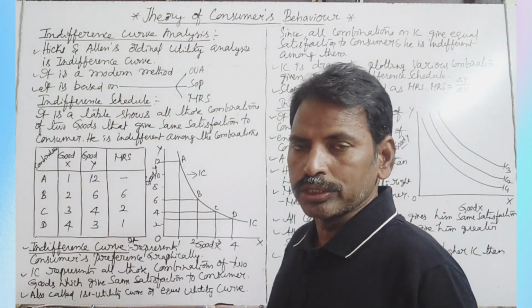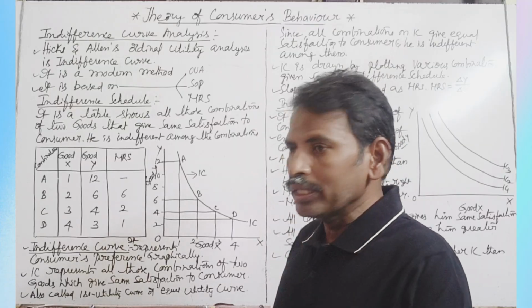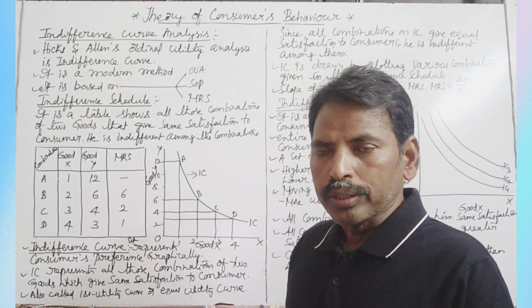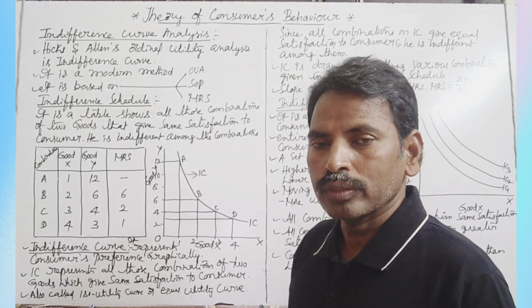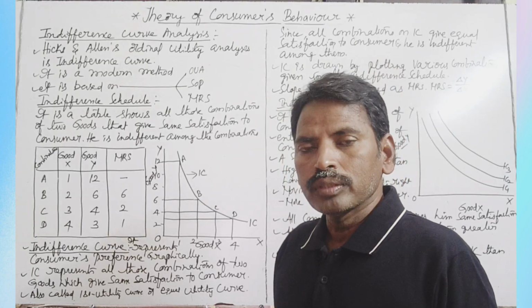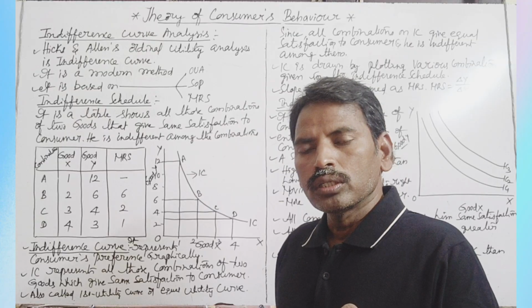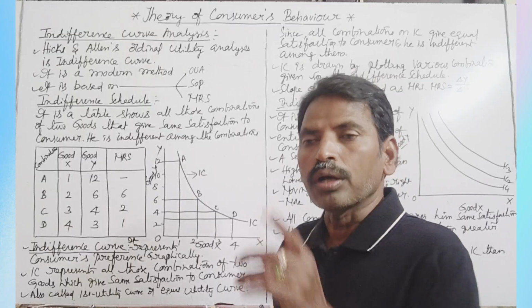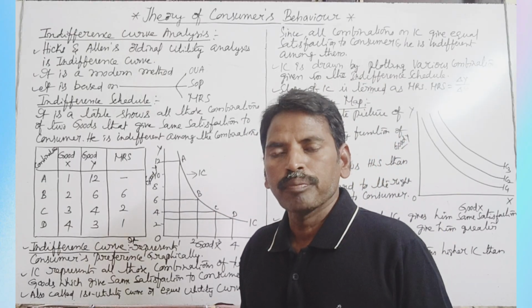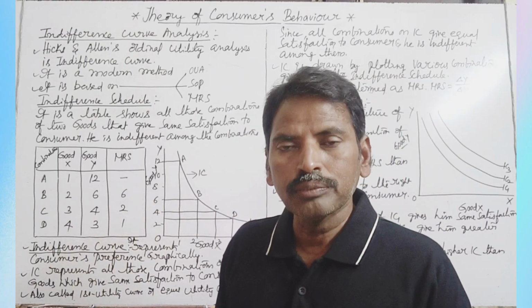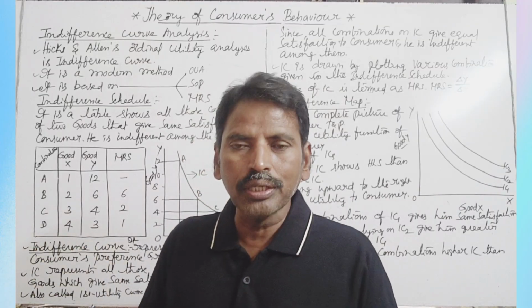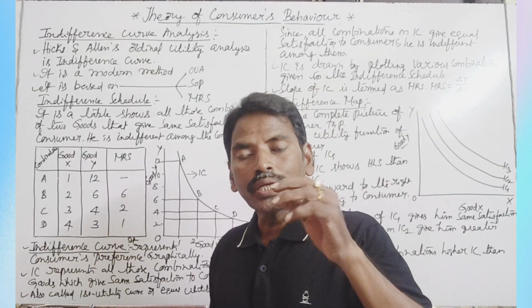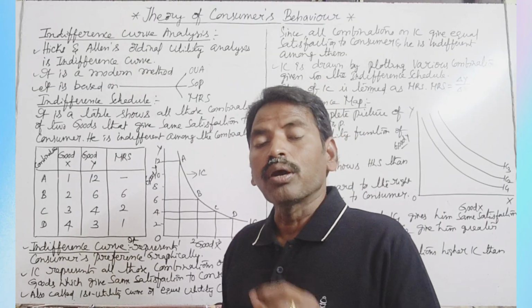Indifference curve analysis. Hicks and Allen's ordinal utility analysis is indifference curve analysis. Hicks and Allen developed indifference curve analysis on the basis of ordinal utility approach. Ordinal utility approach means utility cannot be measured, cannot be a quantifiable entity. Utility can be ranked in ordinal numbers.